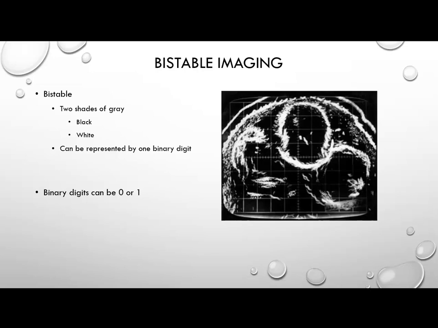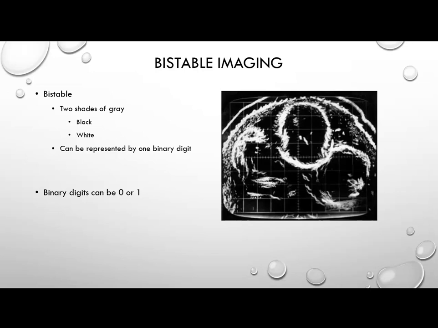What you're looking at is an ultrasound of a bistable image of a set of triplets. You can see a head up at the top of the image, an abdomen next to it, and then parts of another baby here. I'm not sure exactly which parts. So we were able to get black and white with bistable imaging, creating these kinds of pictures.